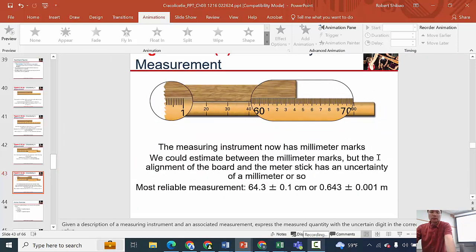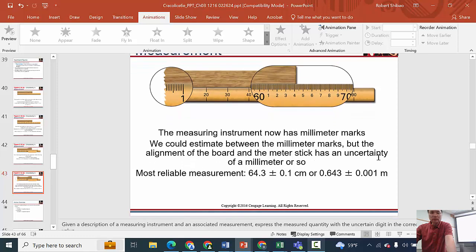Why is the end cut? Why is the end cut? I don't know. That's a good question. It shouldn't be cut. There's something strange about that. There's also something strange about this measurement here.